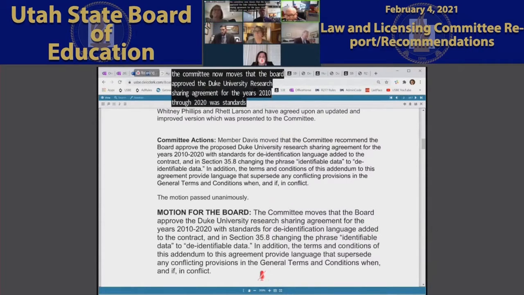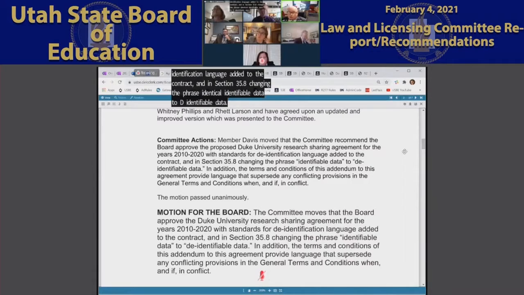Okay, the motion before the board is that the board approve the Duke University Research Sharing Agreement for the years 2010 through 2020 with standards for de-identification language added to the contract, and in section 35.8, changing the phrase identifiable data to de-identifiable data. In addition, the terms and conditions of this addendum to this agreement provide language that supersedes any conflicting provisions in the general terms and conditions when and if in conflict.